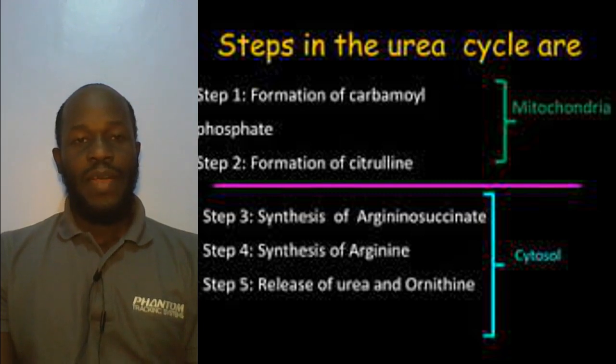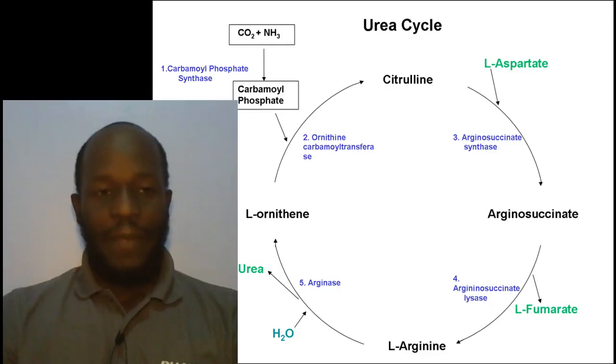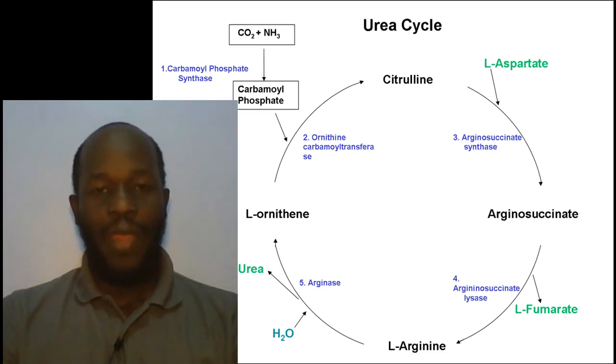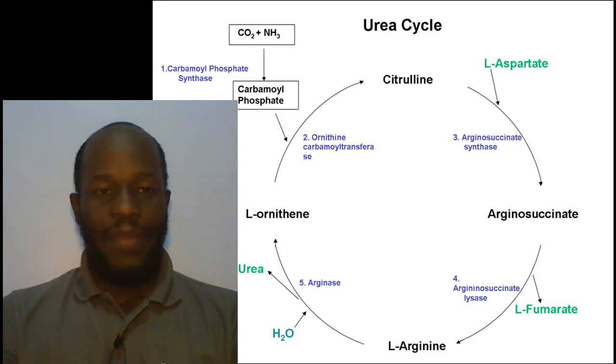So, in the first step, ammonia and carbon dioxide are converted into carbamoyl phosphate, and the enzyme responsible for this reaction is known as carbamoyl phosphate synthetase 1. In this reaction, two ATP molecules are used, and these two ATP molecules are the source of the phosphate in the carbamoyl phosphate. Ammonia becomes the source of the first amine group of urea.